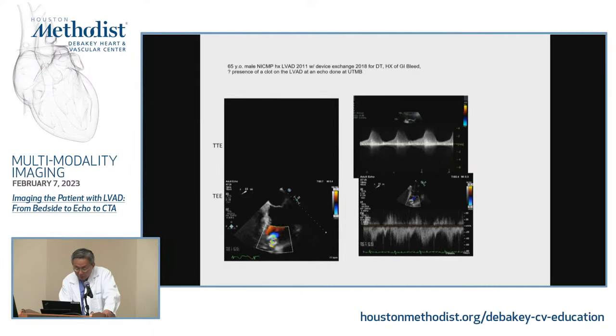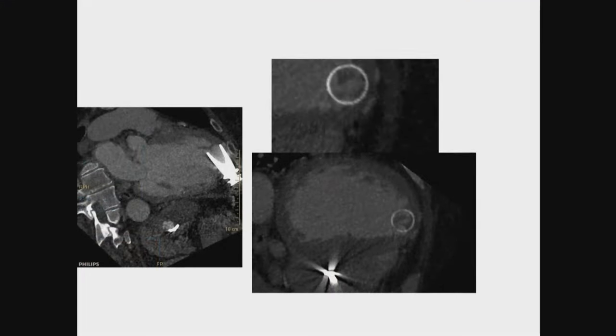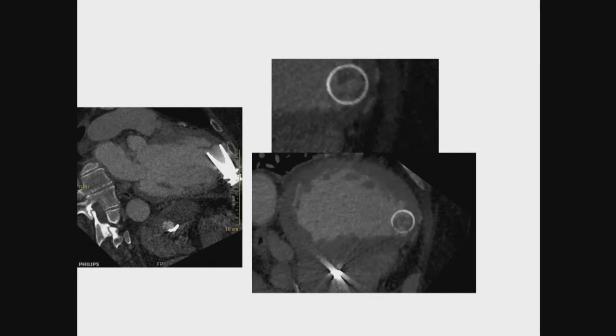But if clinically you suspect a suction, you should have a low threshold of getting a CT. You can see right here, at the inflow cannula, you have this hypodense structure. This is just the chordae.